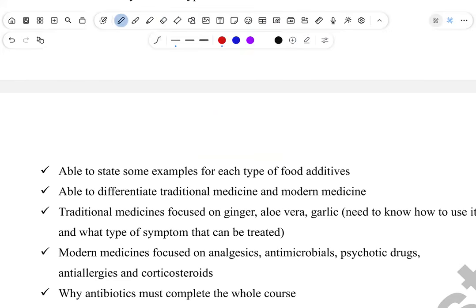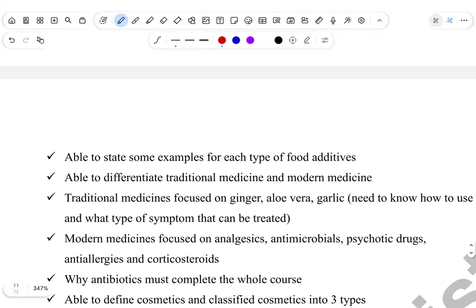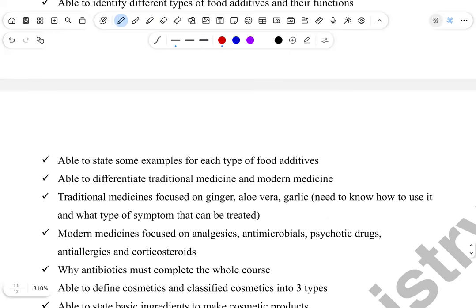Then recently we learned about medicine, traditional medicine and modern medicine. Traditional medicine has fewer side effects, but it takes a longer time to heal. Modern medicine has more side effects, but it is faster to heal. For traditional medicine, we focus on ginger, aloe vera, and garlic. Make sure you know for ginger and aloe vera how to use them and what symptoms can be treated.